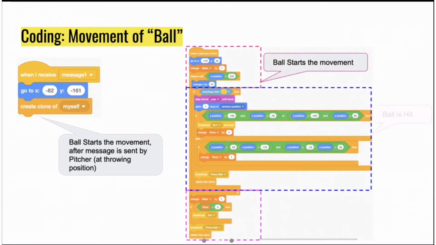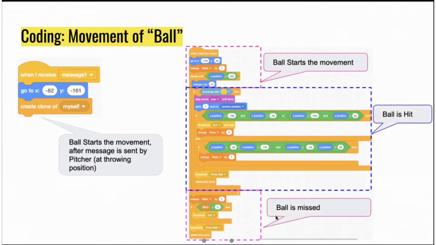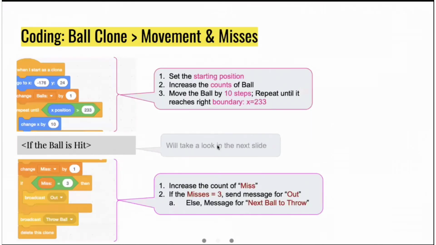Now this is the section of the code, the clones code. We will take a deeper look into that in the subsequent slide. But these are the major sections: starting the ball, hitting the ball, and the ball getting missed. Now let's take a look at the starting of the ball, that means the ball starts its movement.